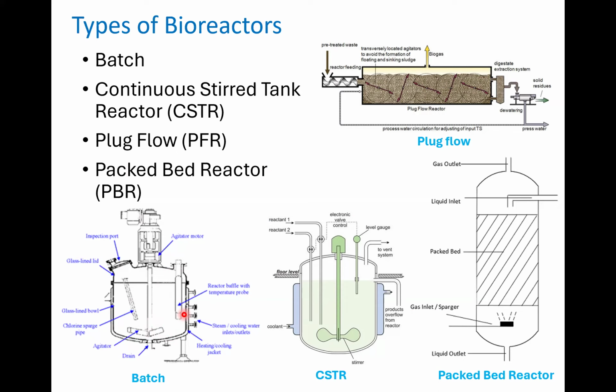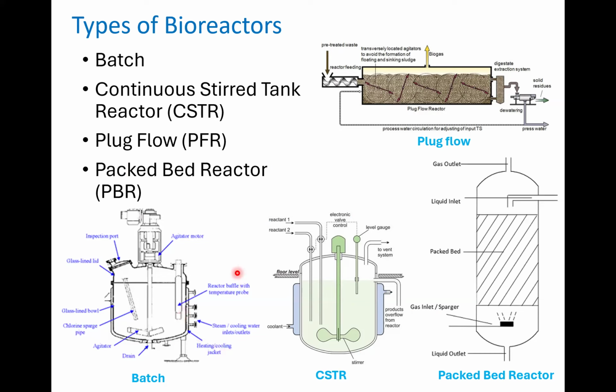For example, in pharmaceuticals, you may use this for very expensive materials or very expensive feedstocks. So basically, you don't have a lot of material to process. In this case, batch is the most important type of reactor that you can use.